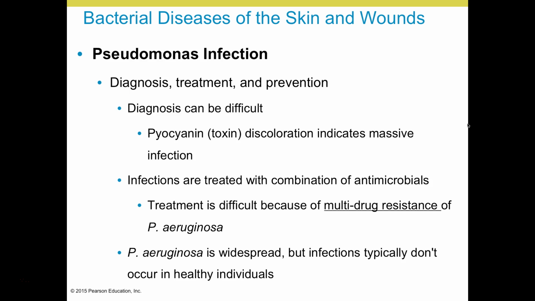The way to find out if it is present or not is because the Pseudomonas releases a toxin known as pyocyanin, and this actually causes the discoloration in the massive infection that looks like a green color. The treatment is difficult, so therefore there is multi-drug resistance to Pseudomonas. This is not typical in healthy individuals. It's more likely, like I said, in burn victims.